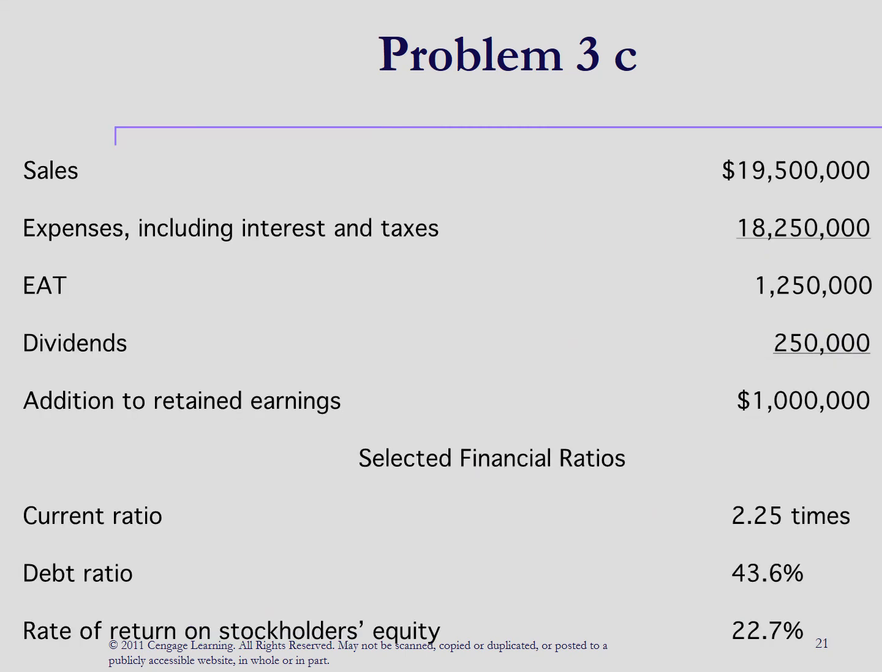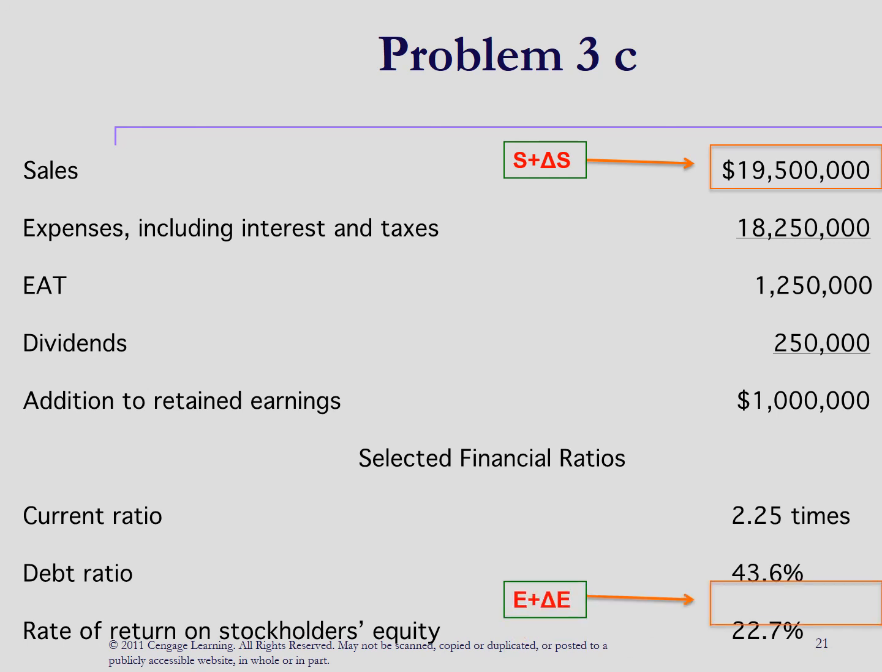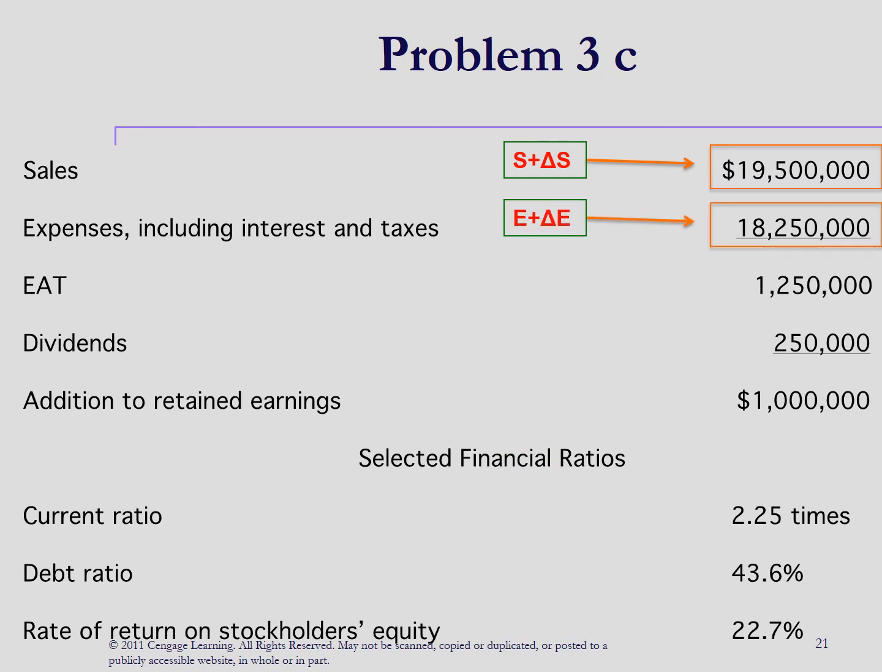We obtain the pro forma income statement by using the information from the historical income statement. Sales are obtained by the original sales plus the increase in sales. Expenses are obtained by the original expenses plus the increase in expenses. Dividends are given in the problem.